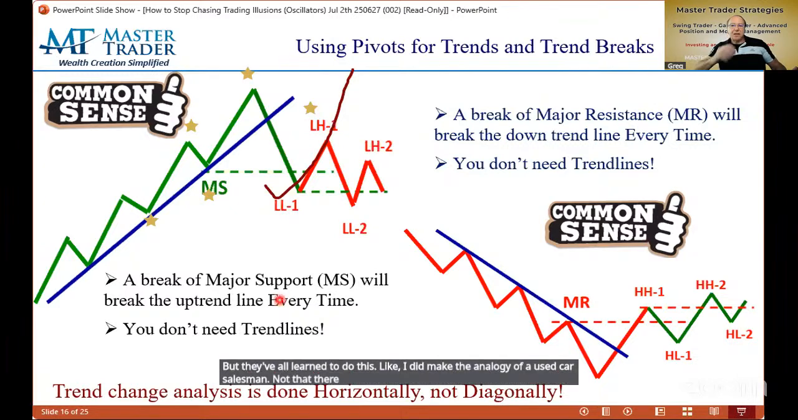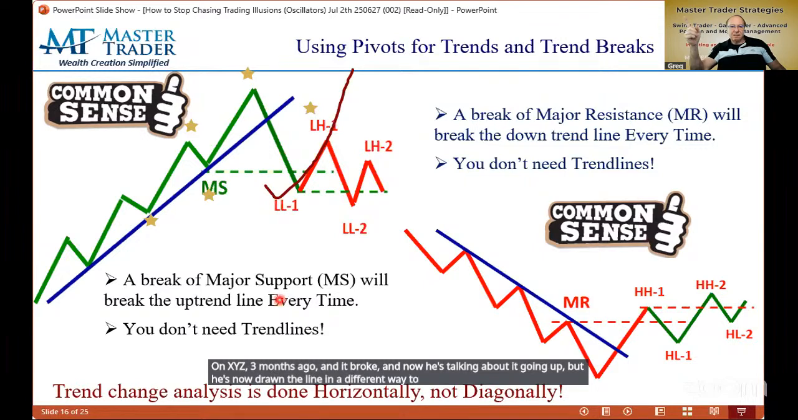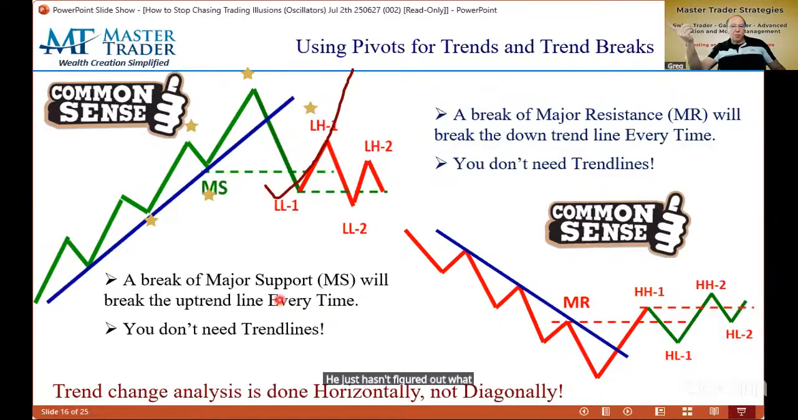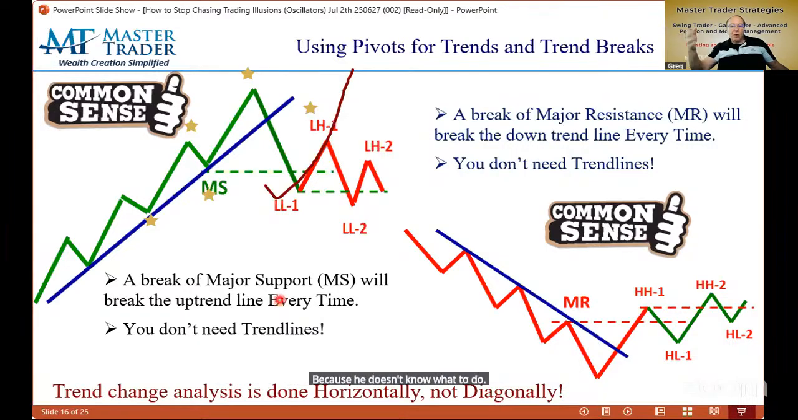I did make the analogy of a used car salesman. Not that there aren't good used car salesmen out there, but they're selling old stuff that has things wrong with it. And so to make a living, they have to continue to sell that old stuff, even if it's broken, but they polish it up with a fancy word game. And the guy on CNBC also knows that he drew the line on XYZ 3 months ago and it broke. And now he's talking about it going up, but he's drawn the line in a different way to connect new dots. Exactly. He just hasn't figured out that what he's doing doesn't work, or he sees it doesn't work, but he can't change it because he doesn't know what to do. And we're all in that place, that we don't know what to do until we stop doing it and start watching the price action.